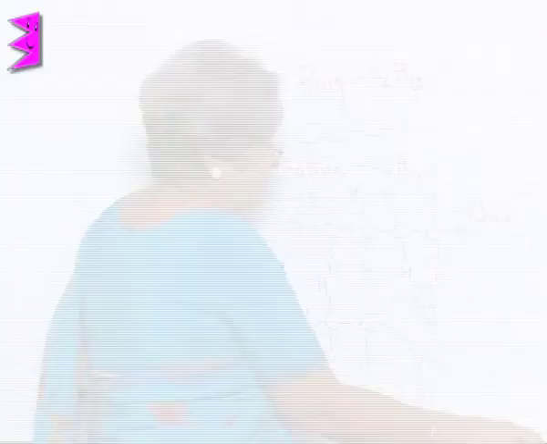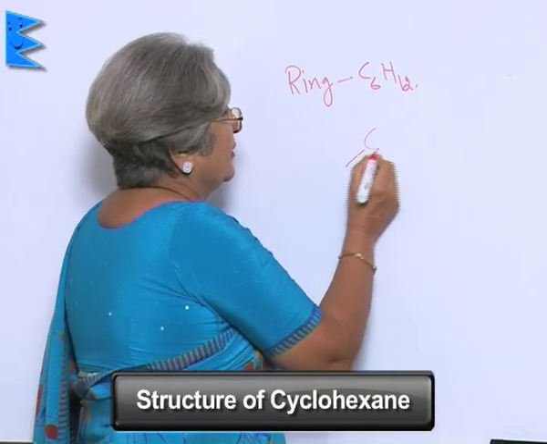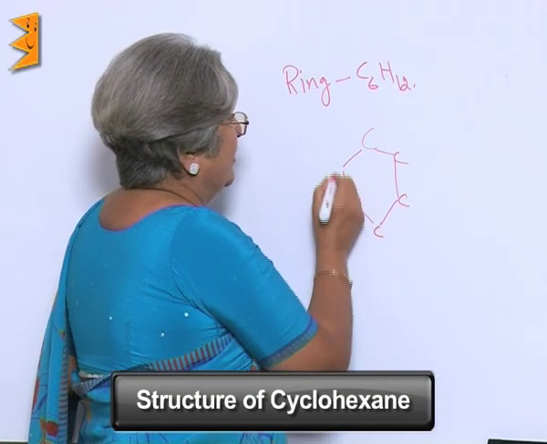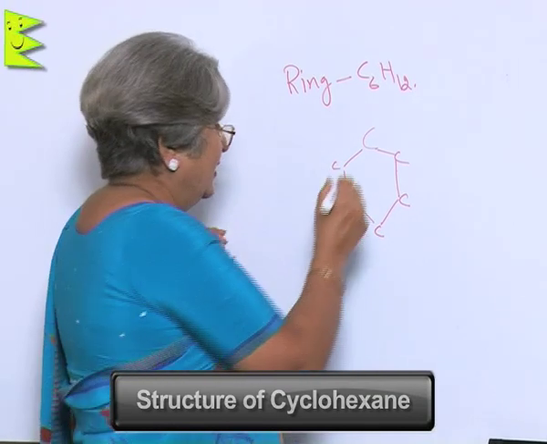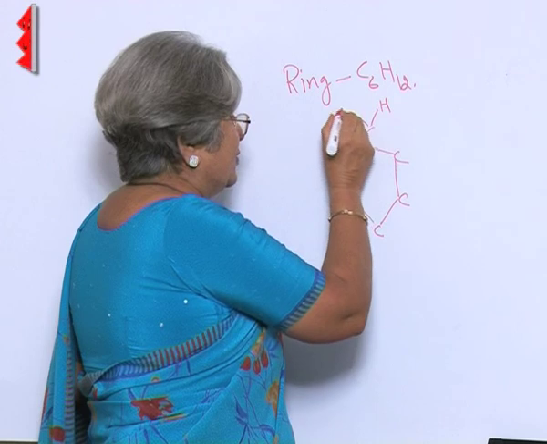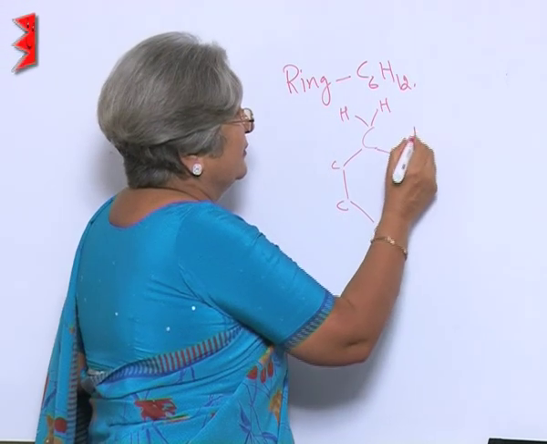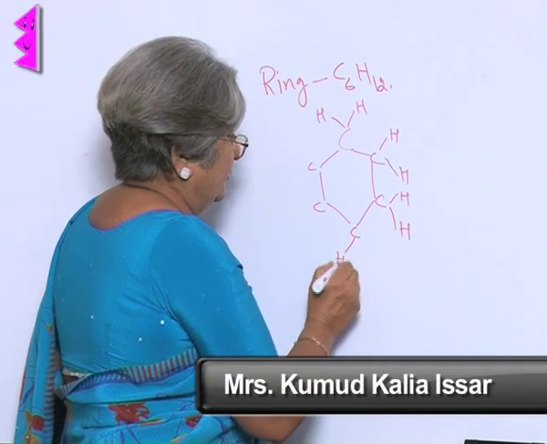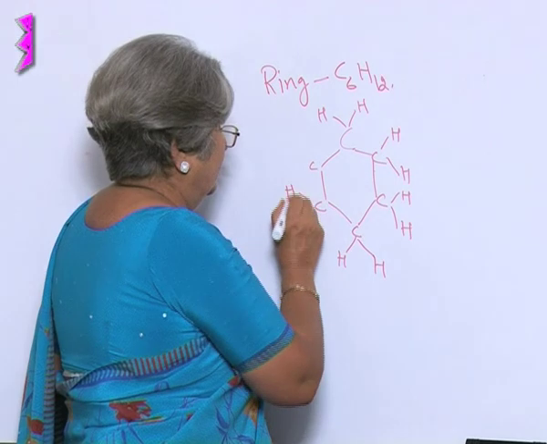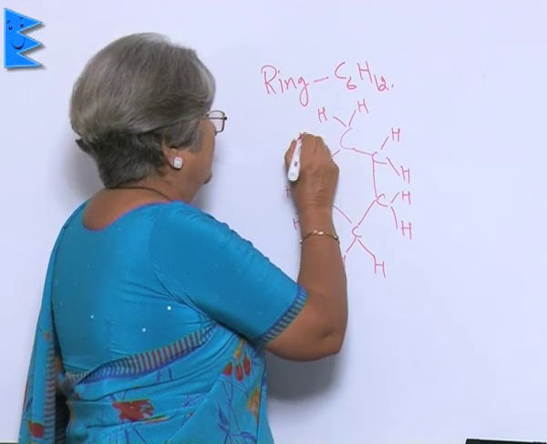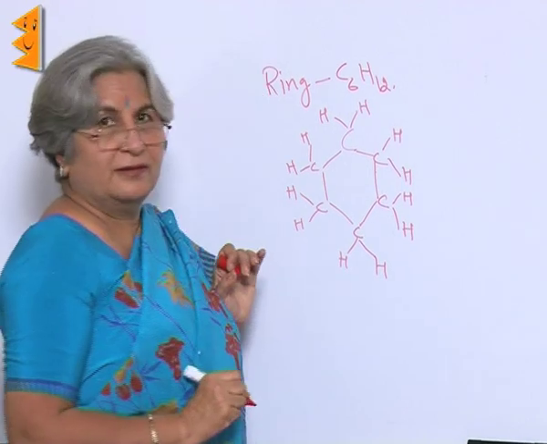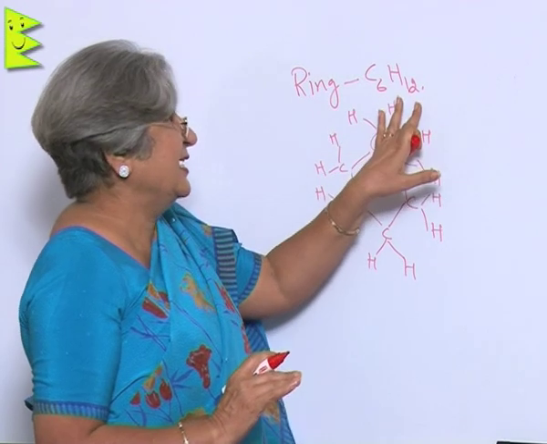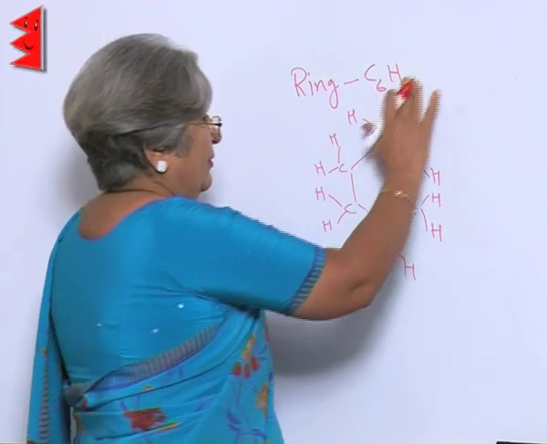C6H12. So, there are 6 carbon atoms which are arranged in a hexagonal fashion, and each carbon atom is attached to 2 hydrogen atoms. Single bond is there because this is fully satisfied. So, what we get is C6H12.